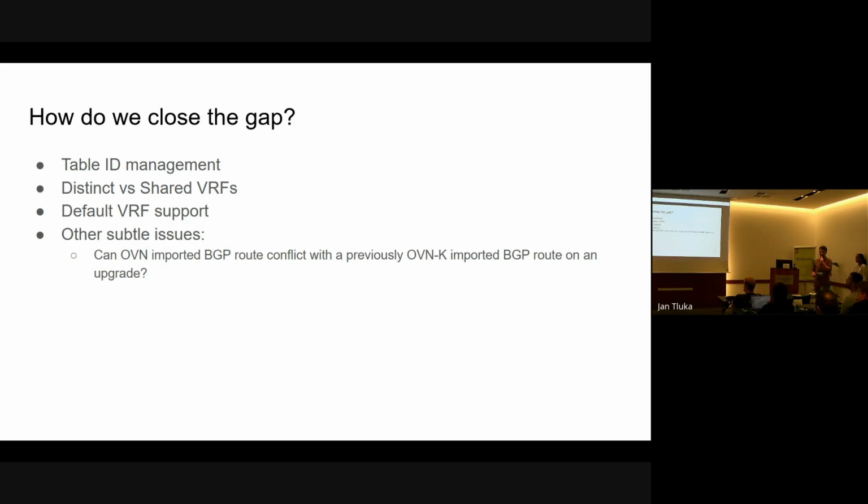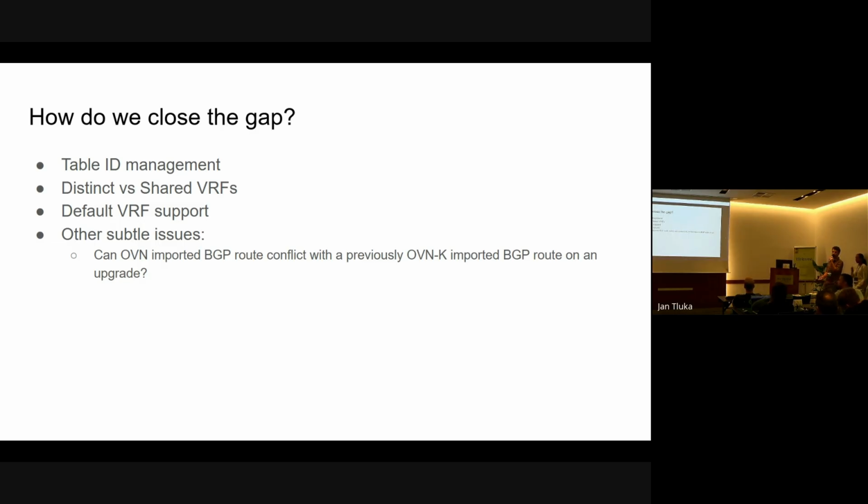When we looked at how we could move over to OVN BGP support, we looked into a number of considerations. We looked into each of them in detail, but table ID management deals with the fact that we are introducing OVN BGP support on systems that already make use of VRFs, so we need to carefully handle table IDs. Also, OVN dedicates a VRF only for the control plane, while OVN Kubernetes has VRFs and uses them for the data plane. So we have thoughts on how we can make efficient use of all of that.